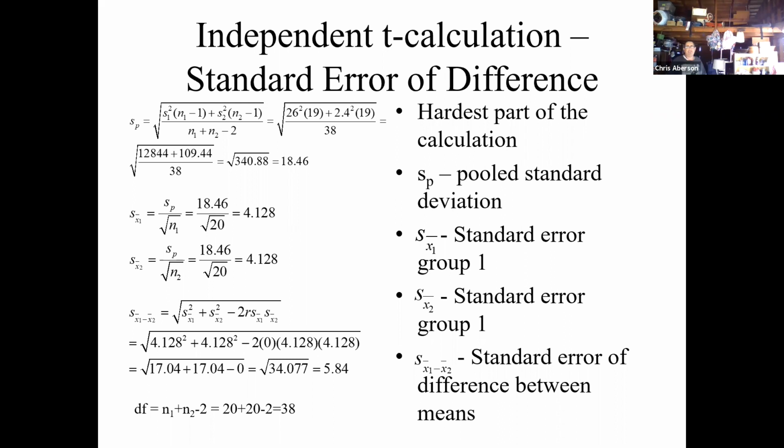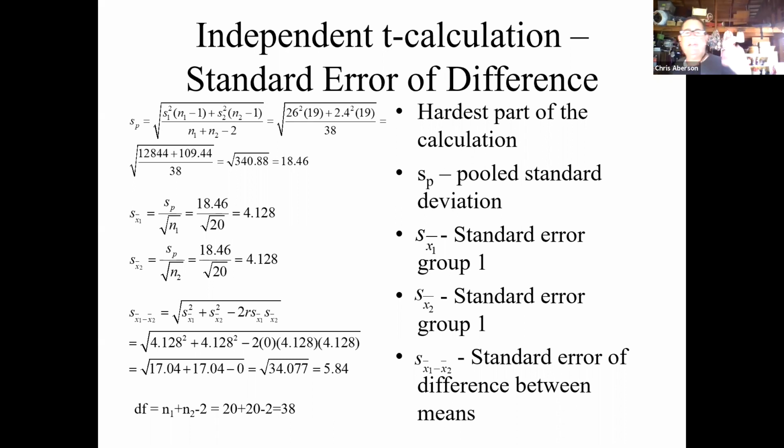One thing that's nice about this value is that we actually use it in another formula when we get to what's called the effect size. So it's kind of helpful that it's at least getting used twice. SX1 and SX2, those are the standard error for each of the groups. That's simply the pooled standard deviation over the square root of the sample size. And you can see that these will always come out to be the same thing if you have equal sample sizes, 4.128.